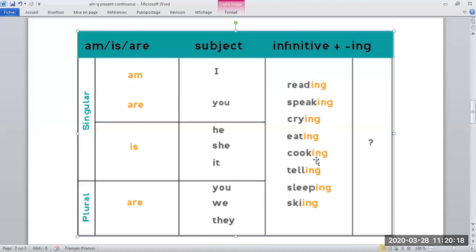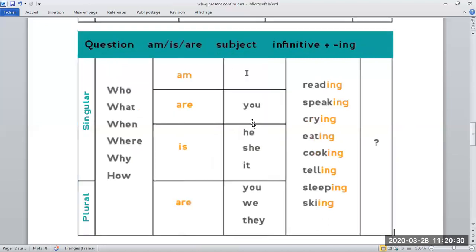Okay, good. So now we are going to add what? In this position, we are going to add a WH question. Okay, bear with me. So for example, we have, am I reading? So we can say, who am I reading? So reading is an object. So we cannot use who. So what are we going to use? We are going to use what. What am I reading? What are you reading? I am reading a book. So a book is an object. So when we want to ask about an object, we use what.